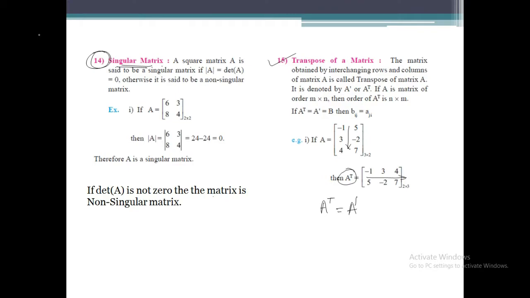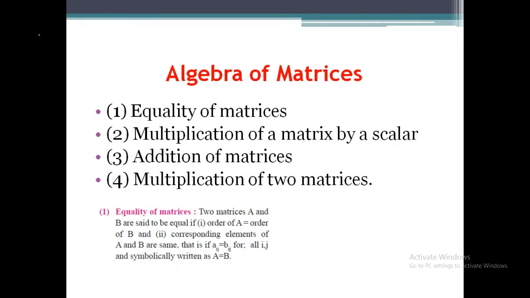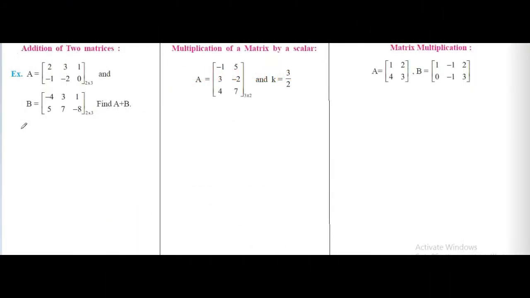Now let us move to the algebra of matrices. In algebra of matrices, we have four concepts. The first one is equality of matrices. What is the meaning of equality of matrices? We say two matrices are equal if both the matrices have the same order and the corresponding elements of both the matrices are the same. The second, third and fourth concepts we will see with one example each. So these are the three operations. We will be looking at the examples of these three operations.